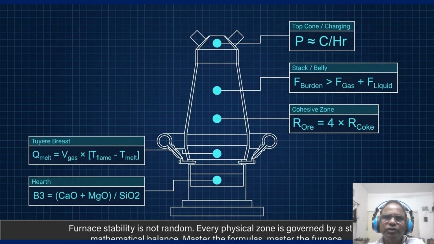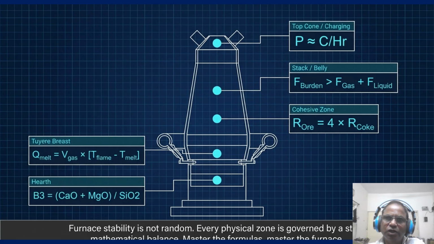Before we dive into the maths, let's look at all five components. As you can see, this is all divided into five, and we have already pronounced each of them. Once again, to recapitulate: the top cone for the charging, the stack for the burden descent, the cohesive zone for the gas flow, the tuyere for the melting, and the hearth for the slag chemistry. So notice that each zone has its own unique formula.